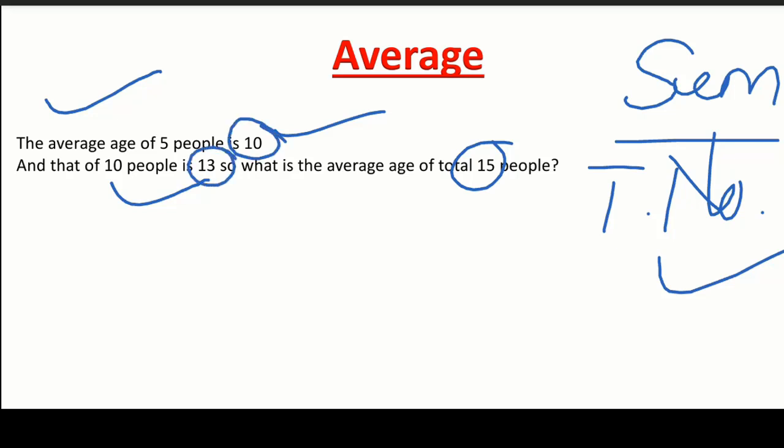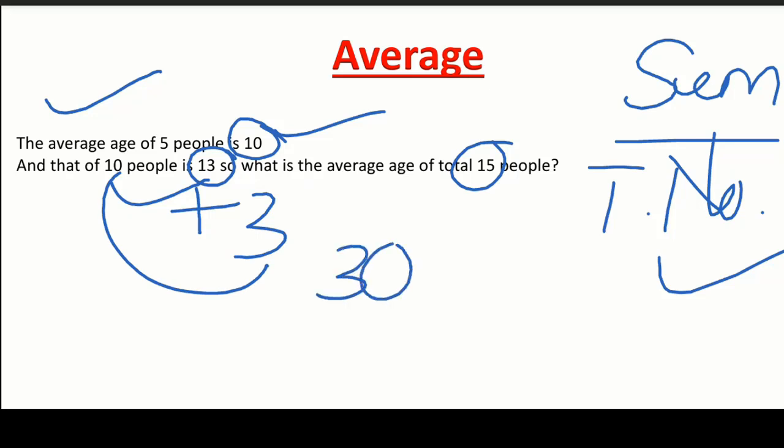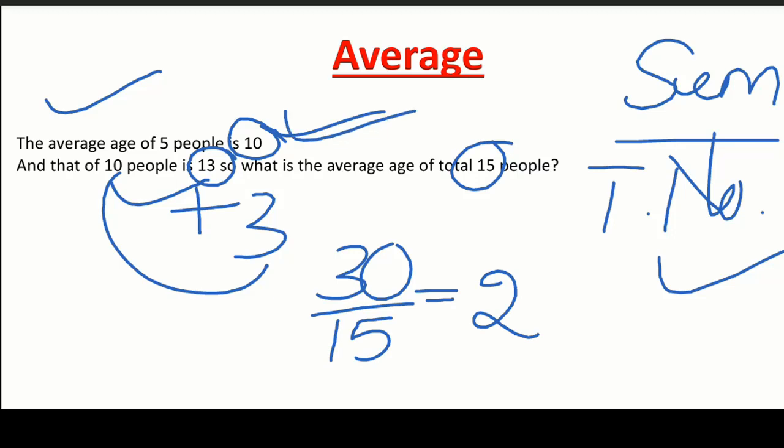Plus, what is the extra average here? Or what can you see more here? 3, right? In how many people? 10 people. So 3 into 10, extra 30 you see, right? Then you have to distribute this extra amount over the total number of people so that you can get the actual average of total people. So 30 divided by 15, which is equal to 2. Now add these 2 to the minimum average, that is 10. So 10 plus 2, 12 is the average of total people.